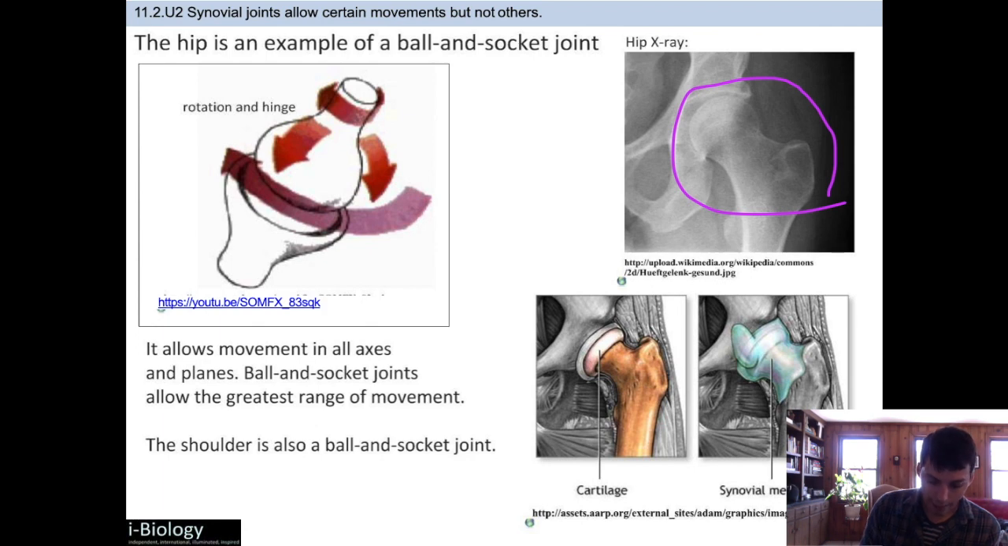So around that, I have some cartilage, again, to protect those bones from rubbing up against each other. And I have a synovial membrane, which is basically just a membrane that covers that entire area. So the synovial membrane covers the whole area, again, for lubrication and protection.